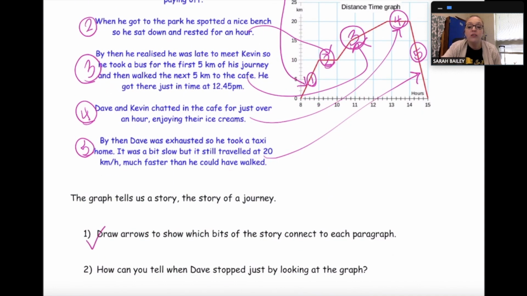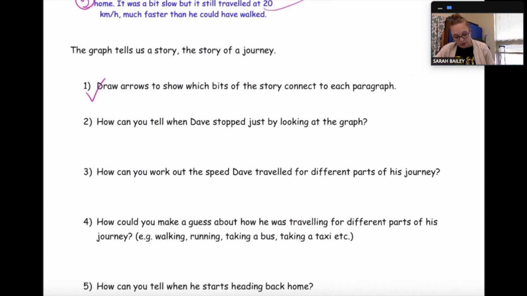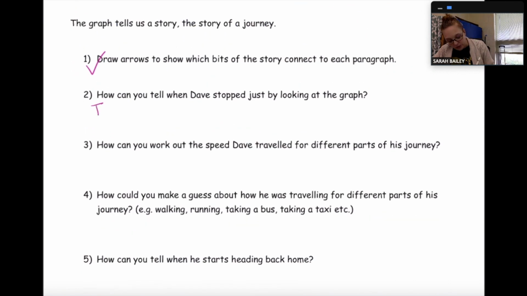How can you tell when Dave stopped? Just by looking at the graph. So the sections where the line is horizontal would indicate that he has stopped. So the horizontal sections.